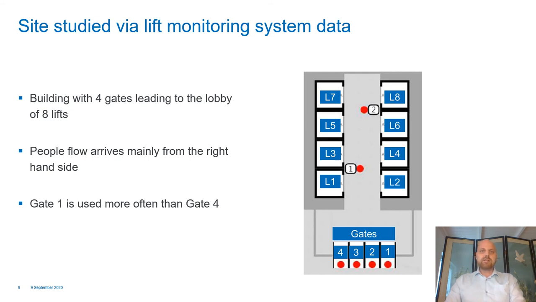To get concrete evidence of interaction times, we studied call frequency during morning peak period from lift monitoring system data. Studied building has 4 gates with integrated call giving for home floor leading to lobby of 8 lifts. Location of devices has also impacted the usage. Main entrance is located to the right, which causes more use for gate 1 in the morning. 37% of the calls are given through gate 1, compared to gate number 4, where only 16% of all calls are given.